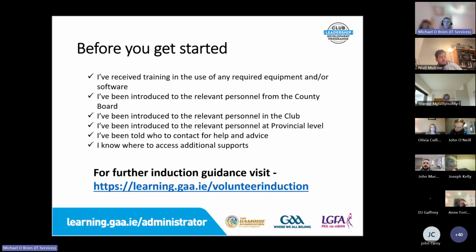Make sure you get introduced to relevant personnel at the provincial level. Have you been told who to contact for help and advice? Do you know how to access the additional resources? Do you have the password to the chairperson account? All these are relatively simple things to think about, but they're key to your role.